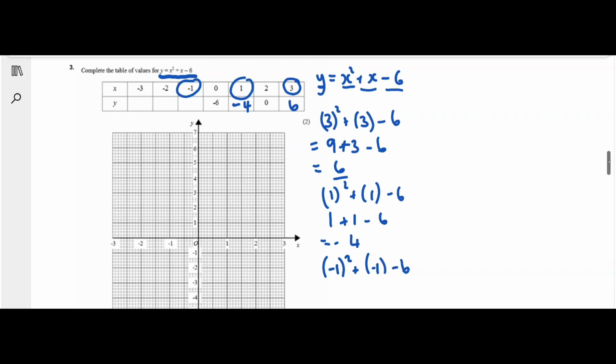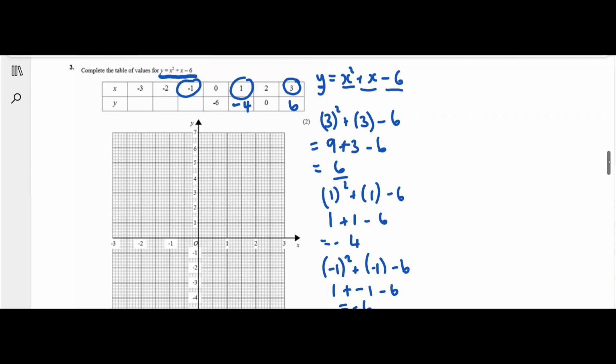Now if you didn't put this negative 1 in a bracket and put it in your calculator as negative 1 squared, it would tell you that negative 1 squared is negative 1, which is incorrect because it would only square the 1 and not include the negative. This is negative 1 multiplied by negative 1, which is positive 1. Add negative 1, take 6. When you add a negative, you're decreasing, so you're taking away. So 1 take 1 is 0, take away 6 is negative 6.